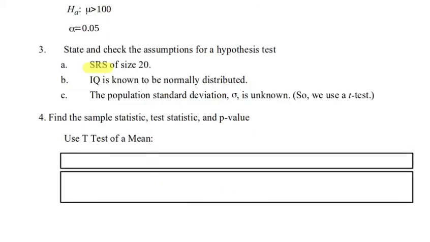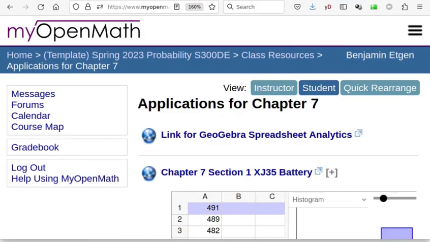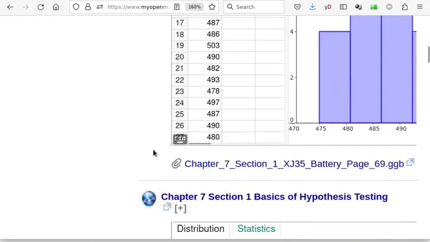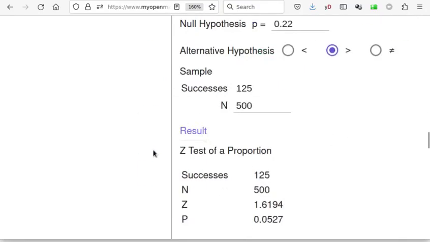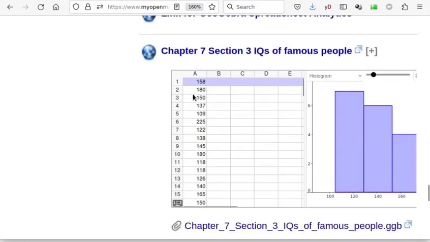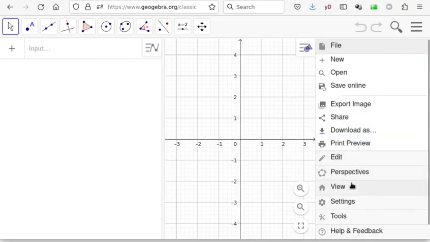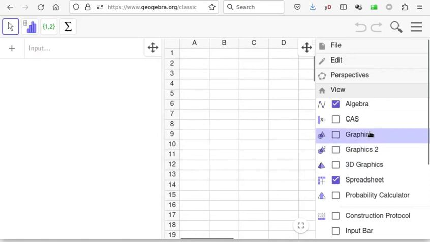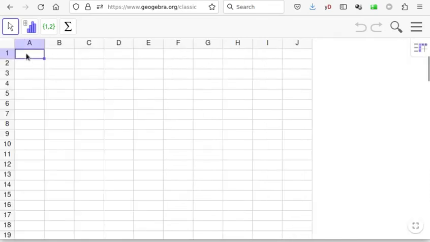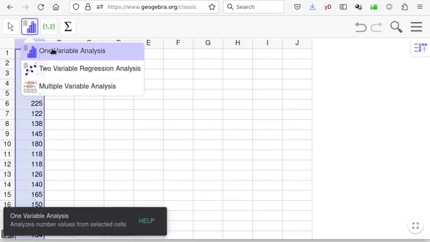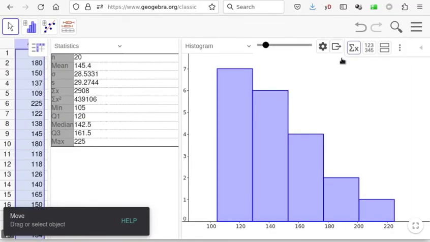Okay, let's enter this data into a GeoGebra spreadsheet. So we're going into the applications for Chapter 7 and scrolling down to the IQ of famous people. So let's select that column and copy. Go into a GeoGebra spreadsheet. So we're going into View, turning on Spreadsheet, turning off Graphics and Algebra, and then let's paste that data in. Okay, with that data selected, let's do a one variable analysis and get the statistics.